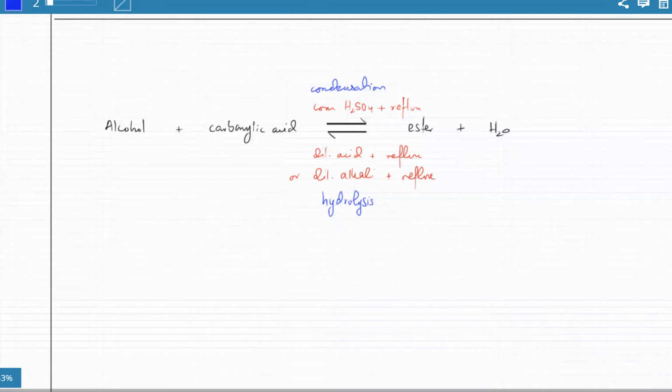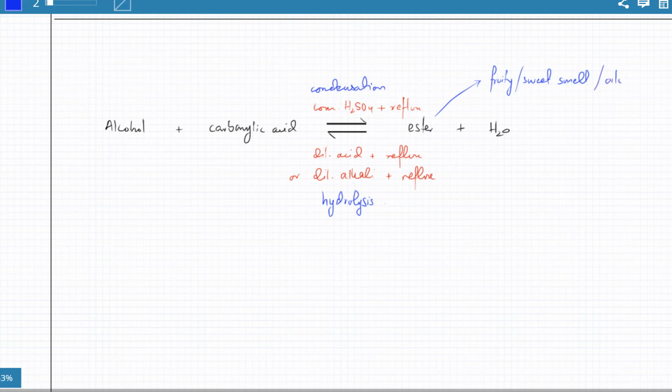First thing, what are esters? Esters are those substances with fruity smells. They're sweet smelling. They are oily substances, and you use them in perfumes and food flavorings. So you make perfumes out of them, and food items. Most of the artificial food flavors and sweeteners are basically esters.